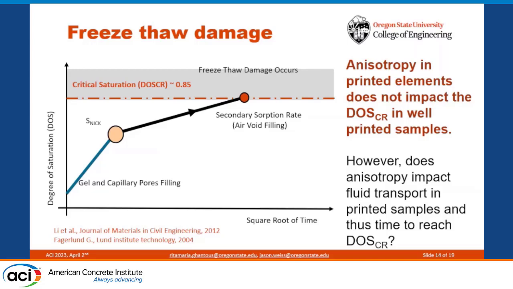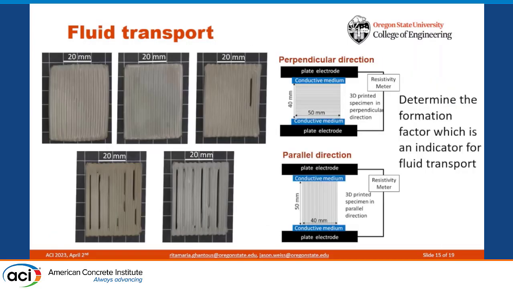Now, how does the anisotropy impact fluid transfer in the material? In other words, the time to reach critical saturation. We've done formation factor measurements and neutron radiography measurements. Due to time limit, we're just going to talk about formation factor measurements here, which are a direct indicator for fluid transfer in the samples. So we prepared samples with different filament overlap to assess the impact of printing process parameters on the fluid movement and correlate this to anisotropy.